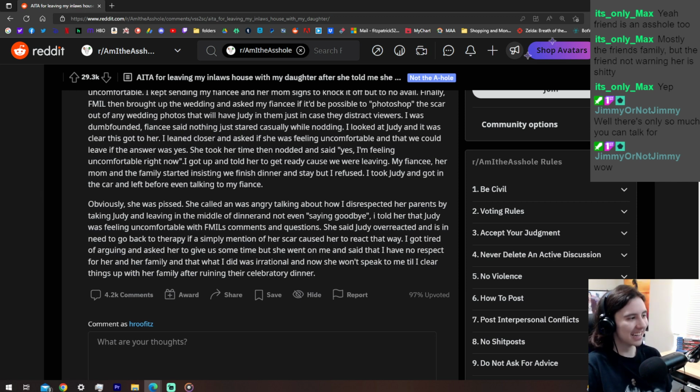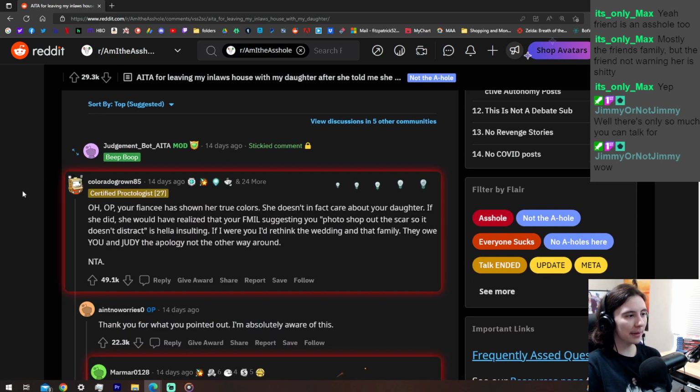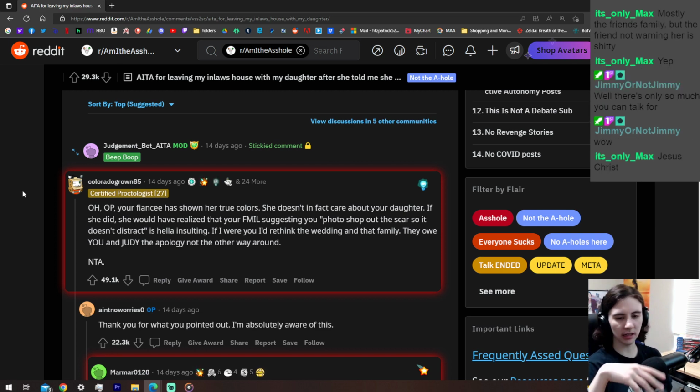Yikes. Not the asshole. You are absolutely not the asshole. What the fuck? I'm interested to know how big this scar is. Like, is it like a little scar? I assume it's not a little scar if the future mother-in-law requested that the scar be photoshopped out of pictures. Because a lot of people have scars on their faces. Everything from acne scarring to accidents of, like, hitting your face on stuff when you're a kid. But I wonder if this is, like, because burn scars are very specific types of scars. I wonder if it's, like, a pretty large one. Because I would imagine it would have to be.